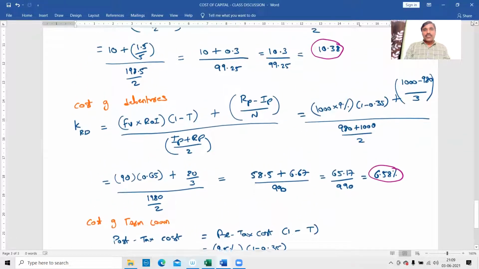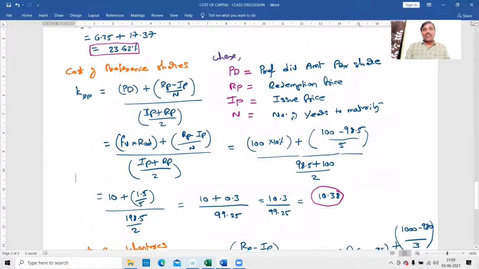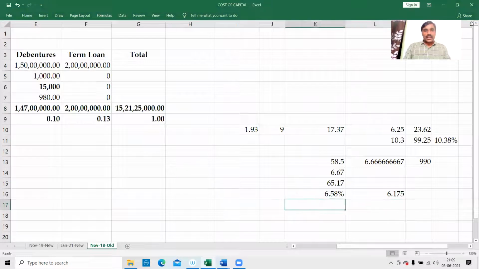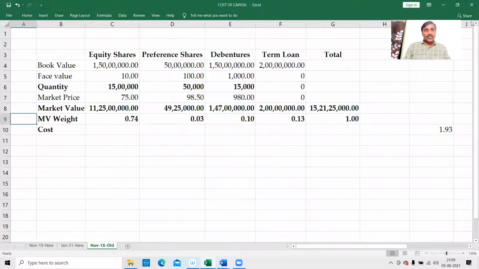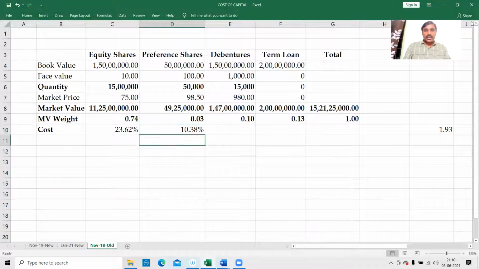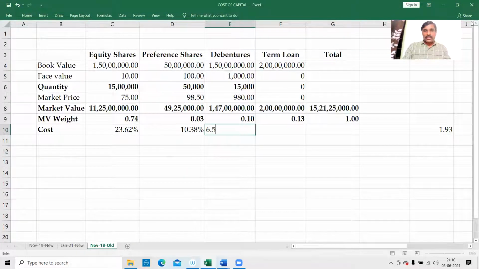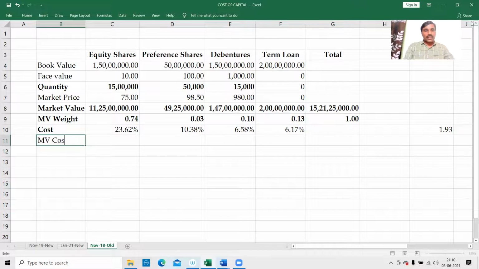So what is the cost of equity we got? Cost of equity we got is 23.62%. Preference shares 10.38%. Debentures how much we got? 6.58%. And term loan how much you got? 6.17%. So therefore, market value based cost.